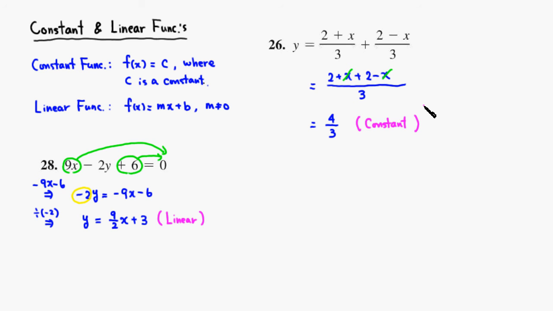So first you simplify the function and then try to see if it matches the format it's given. A constant function is y equals a number, and a linear function is in mx plus b form. All right, that's it. I hope that this was clear.